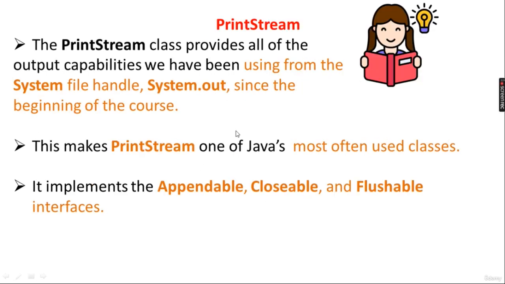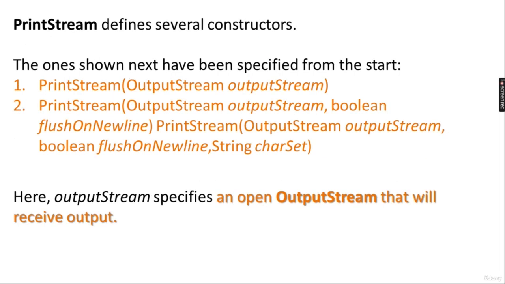Okay, next, PrintStream. The PrintStream class provides all of the output capabilities we have been using from the System file handle since the beginning of the course. It makes PrintStream one of Java's most often used classes. So what is PrintStream? It provides all of the output capabilities to print the output on the console, like System.out, since the beginning of the course. Then it implements the Appendable, Closeable, and Flushable interfaces.